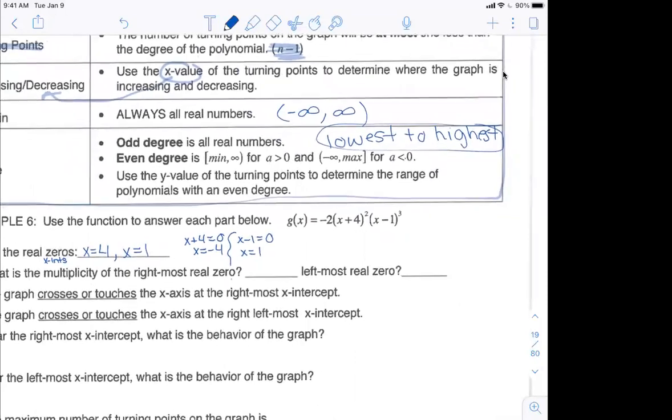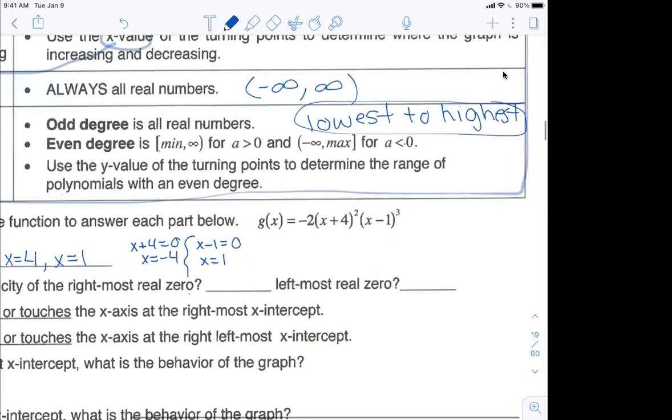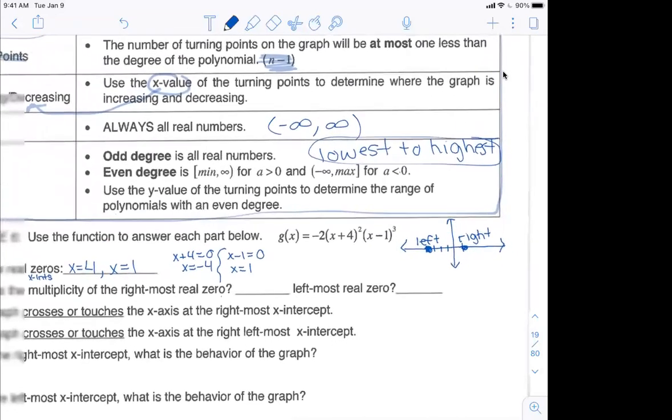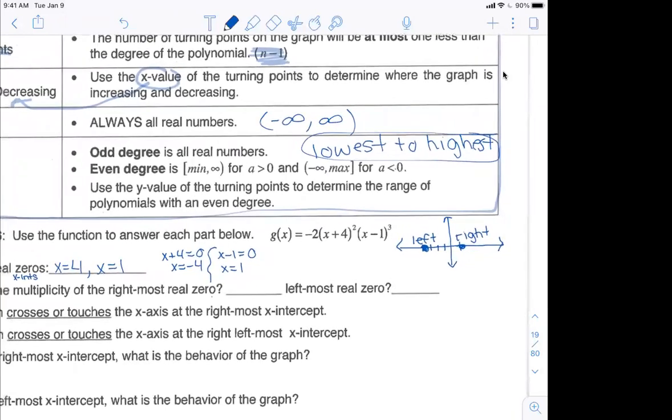It says, what is the multiplicity of the rightmost real zero and the leftmost? You might be like, well, what is left and right? If you were to graph this, it would have x-intercepts like we talked about at negative 4 and at positive 1. So just do left and right. This is the leftmost point. This is the right point. So what is the multiplicity of the right point? The right point is when x minus 1. This is the right point, and this is the left one. So the multiplicity there is 3, and the multiplicity of the other one is 2.